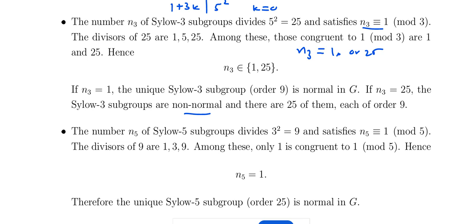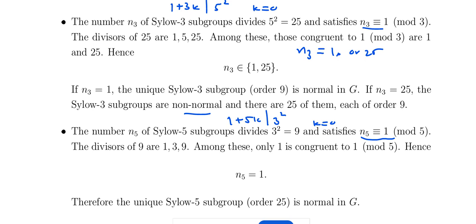And in the same way, the number of 5-Sylow subgroups is of the form 1 plus 5k, that divides 3 square. So for k equal to 0 this is true. If you take k equal to 1, that is 5 plus 1, 6, and 6 doesn't divide. So n5 is unique, this is normal. n5 is congruent to 1 mod 5; n5 equal to 1 only. The divisors of 9 are 1, 3, 9, and only 1 is congruent to 1, therefore n5 equal to 1, the 5-Sylow subgroup is normal.